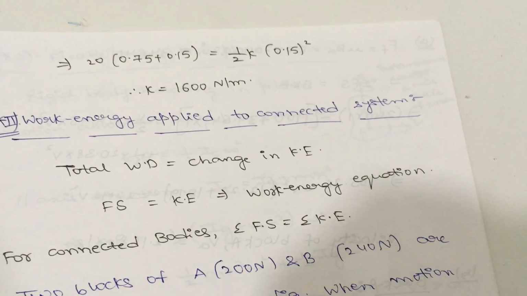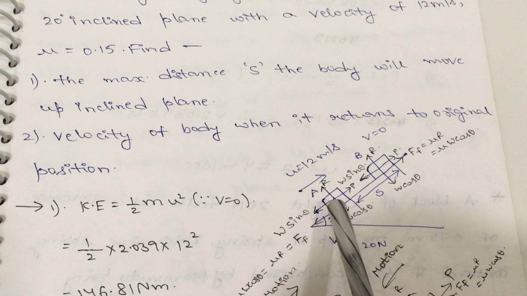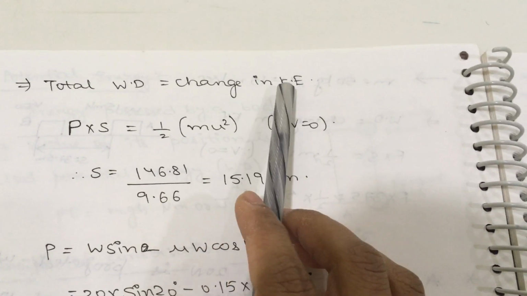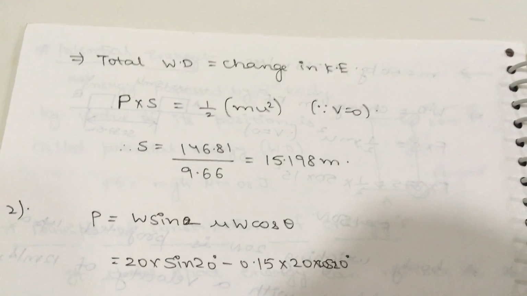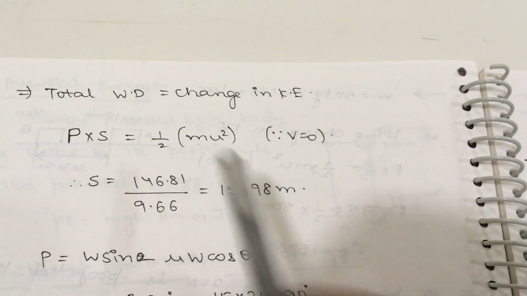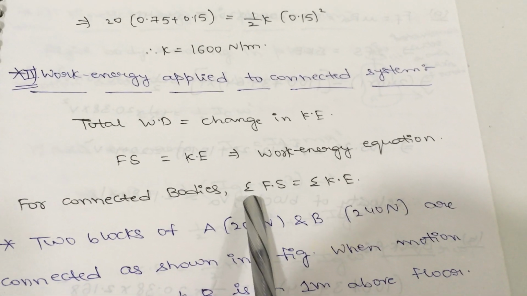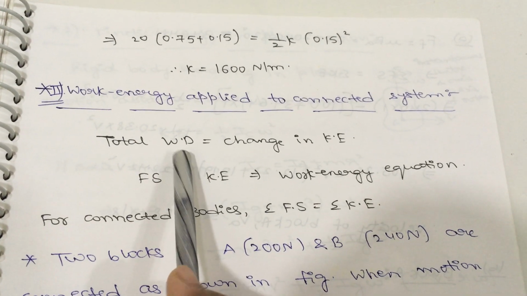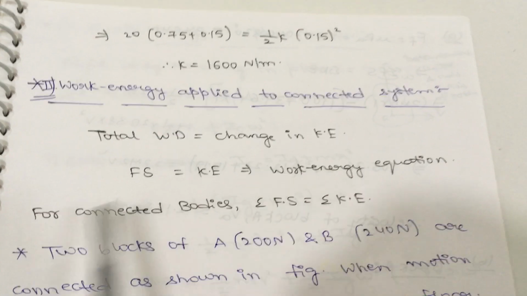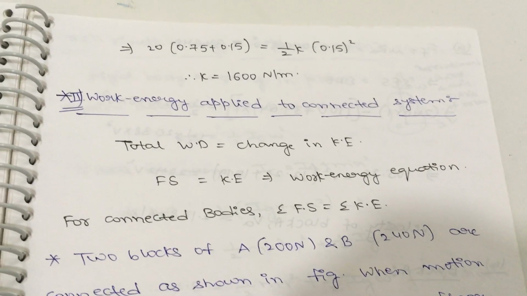Suppose for example some connected systems are there. Like suppose for example in this problem only one body is there. So we got the work energy equation as total work done is equal to change in the kinetic energy. Suppose for example in this problem two bodies are there or three bodies are there, like n number of bodies are there, then you will get the work energy equation as sigma Fs is equal to sigma kinetic energy. That is nothing but total work done is equal to total change in the kinetic energy for the complete connected bodies. That is the difference between the connected systems and a single system.